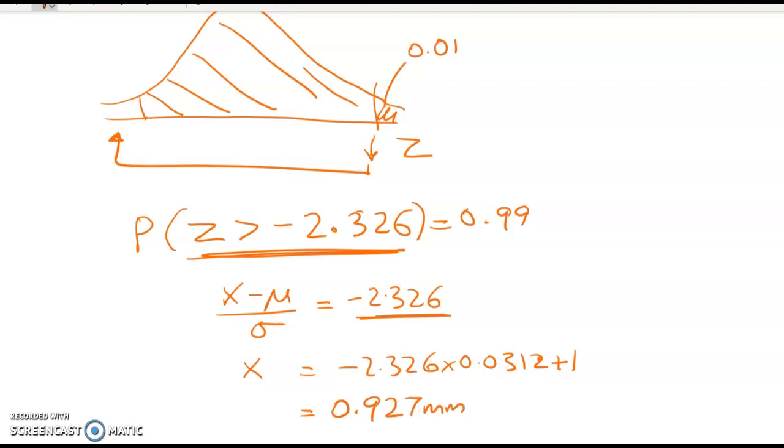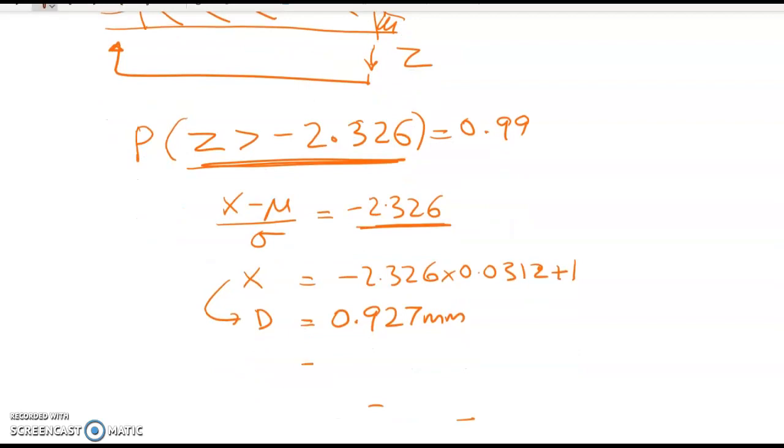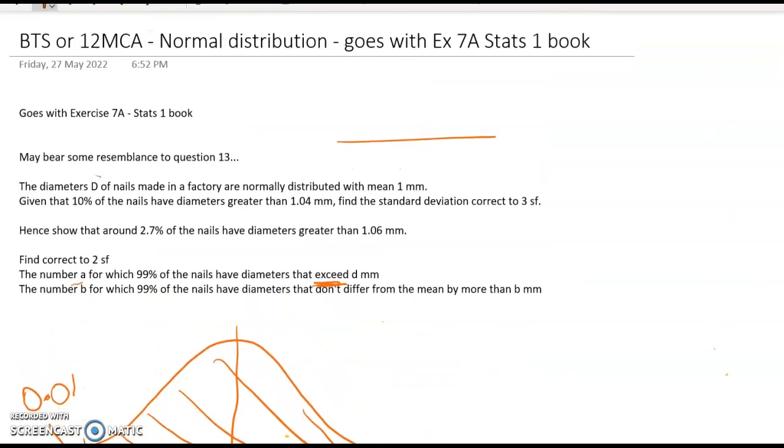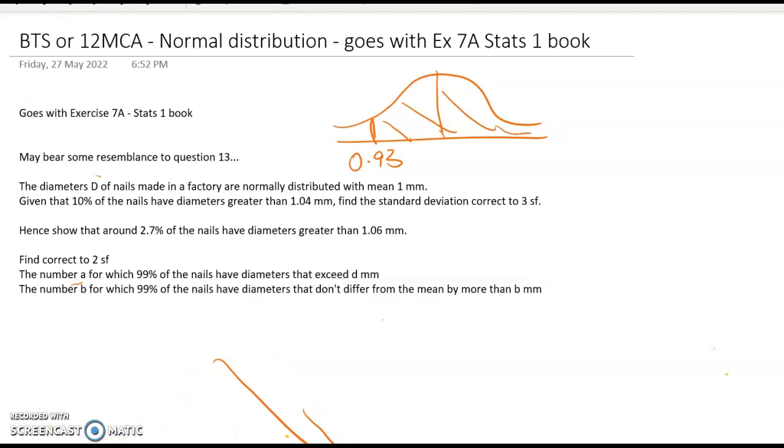0.927 millimeters. And I think it said, now X is actually D in this question, D for diameter. I think it said two significant figures, so it'll be 0.93 millimeters. Right, look back at your starting picture and see if that makes sense. Well, we had a mean of 1 here, and so it definitely makes sense that we've got about 0.93 here. That's that one done. The next one is similar, but we're looking for an area in the middle.